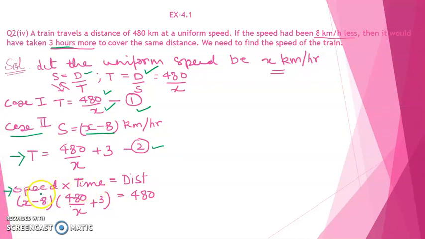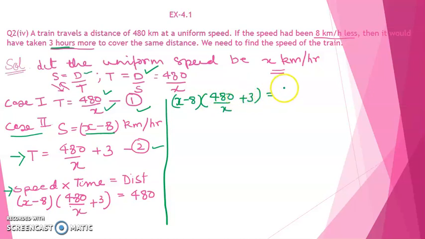So what is the speed? x minus 8. What is the time? 480 upon x plus 3. We are just substituting the values, and the distance is 480. Now we will solve this equation. So x minus 8, I'm rewriting here, students, x minus 8 into 480 upon x plus 3 is equal to 480. Okay, now start solving this.